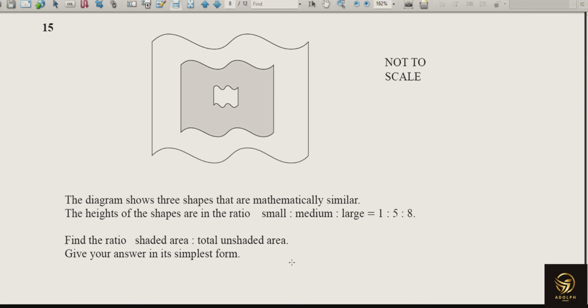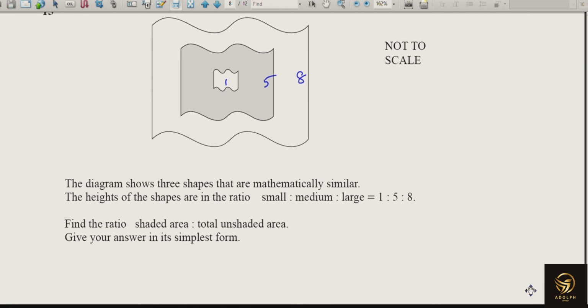Yeah, next one is a very interesting question. The diagram shows three shapes that are mathematically similar. The heights of the shapes are in the ratio small to medium to large is 1 to 5 to 8. Find the ratio of the shaded area to the total unshaded area, and give the answer in simplest form. So this is 1 height, this is 5 times the height, and this is 8 times the height.